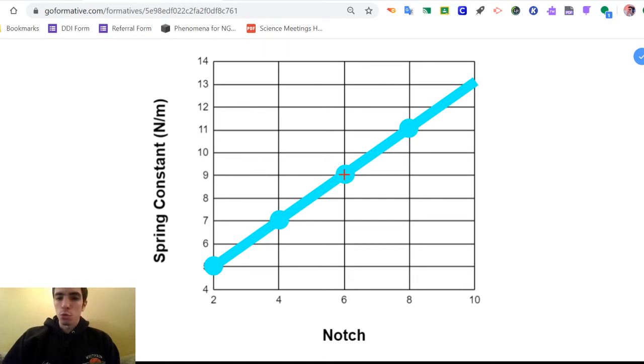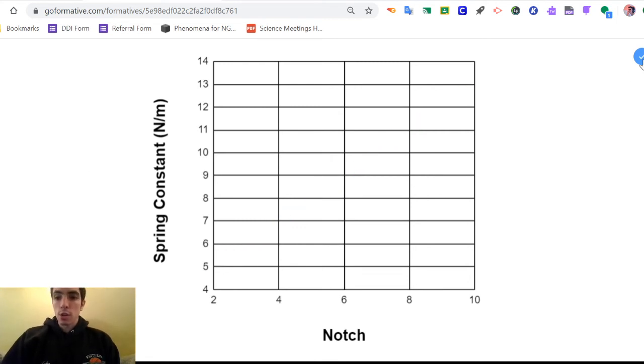We're not going to go through doing linear regressions by hand today. That's a whole other topic. But you can ballpark what this line should look like, and then my prediction based on this line, it looks like it would be at 10 notches around 13 newtons per meter. And since I picked really even numbers, it would be okay for me to just say, okay, I think it's going to be 13 newtons per meter for that spring constant.